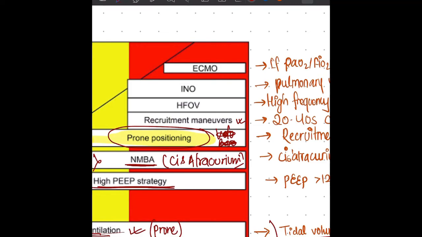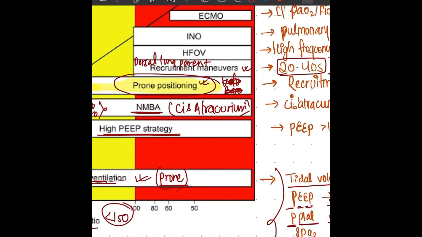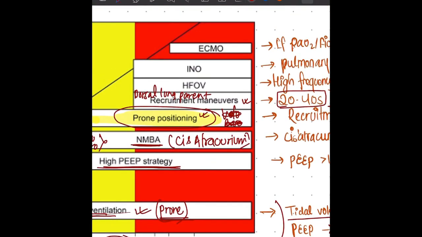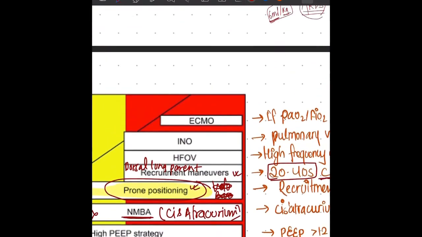One of the recruitment maneuvers, it has already been done, that is prone position. In prone position, what happens is that dorsal lung parenchyma are recruited, right? Another recruitment maneuver that can be done is using a constant CPAP pressure for 20 to 40 seconds, in which the lung is constantly inflated at one pressure, and then going back to the normal ventilation pattern of endotracheal intubation can be done to recruit those alveoli that have been permanently collapsed, right?